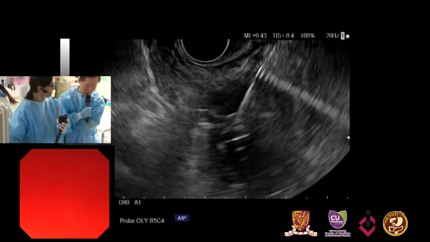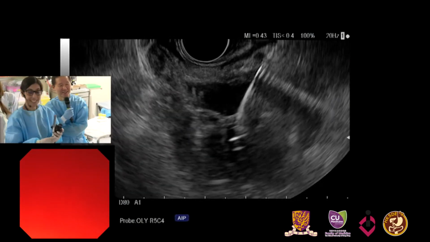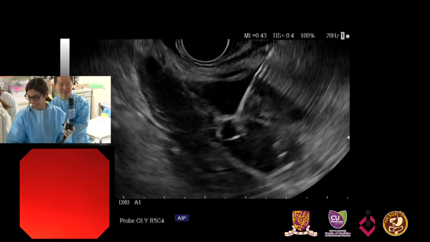Is there any risk of cyst wall rupture and cystic fluid leakage? They have not reported it yet, but that's something perhaps to consider as well.